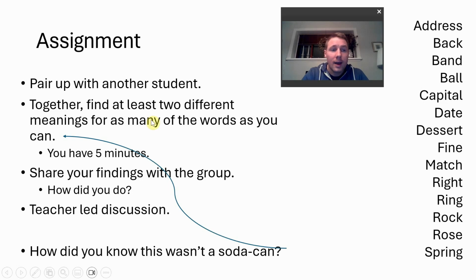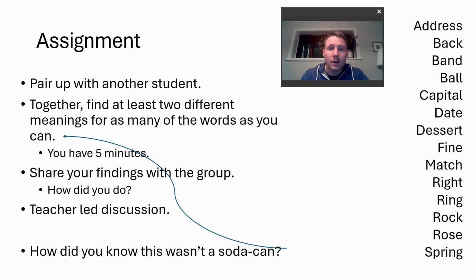So this word can, which in Icelandic would be "getur", together find at least two different meanings for as many of the words as you can, "eins og þú getur". Why did you think this word means "as you can", "eins mörg orð og þú getur", but not "eins mörg orð og gosdós"? Why did you decipher this word immediately as "getur", as many as you can?